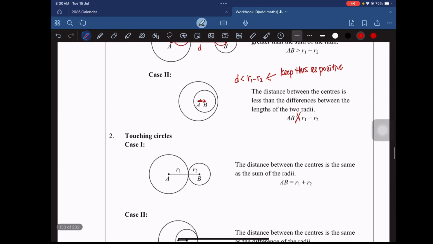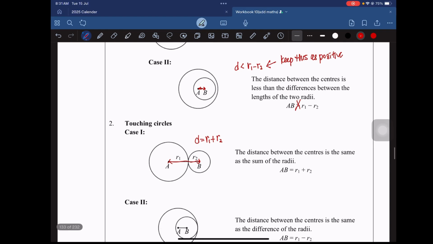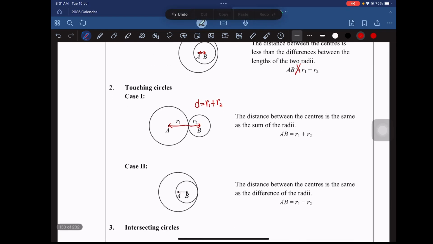Now you see, they are also touching each other if and only if the distance is equal to R1 plus R2. If the two radii add up together to equal the distance, then they are touching each other because it's just exactly the same. So that's why this is touching. But if the distance here is equal to R1 minus R2, then they are also touching each other, but one is inside of the other.